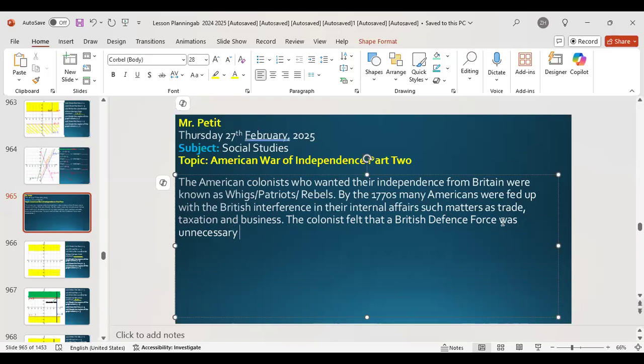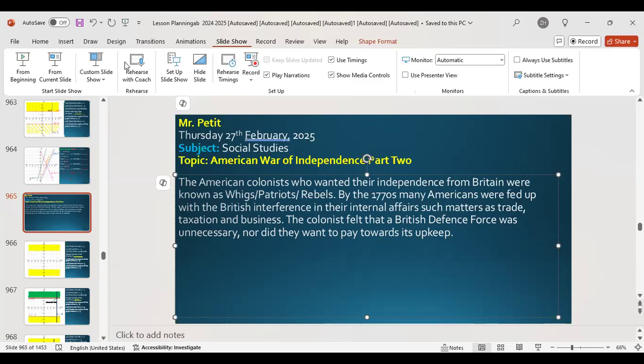Unnecessary. Nor did they want to pay towards its upkeep. So British used to tax America, all right? And that's how they used to pay for the services that they provide.